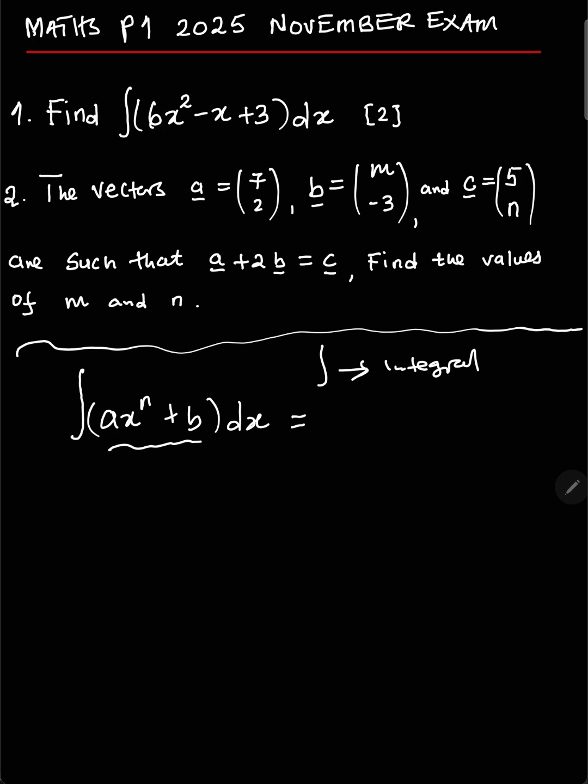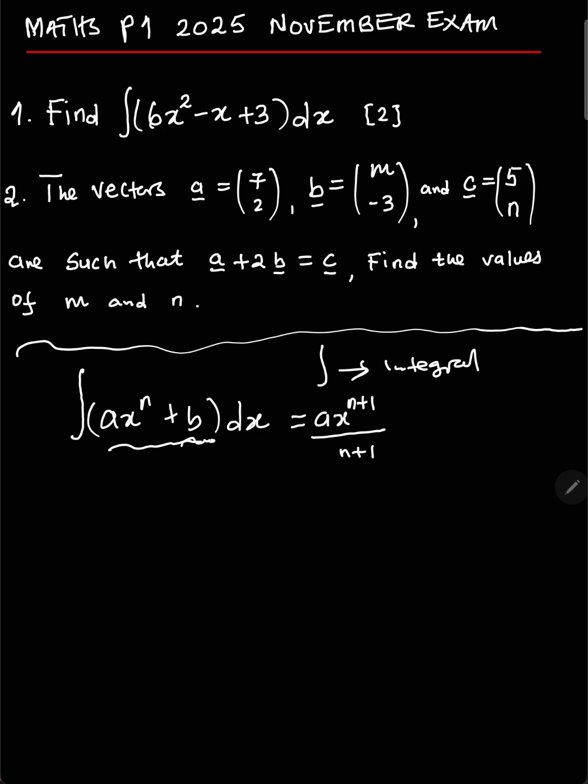What you do is, you see this power n. What you want to do to that power is increase it by 1. Then you divide by the same new power. This is what I mean. So we're going to have ax^(n+1). You can see it was n, but I've added 1 now. Then I divide by the same new power, n plus 1.